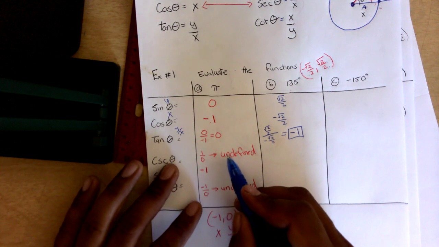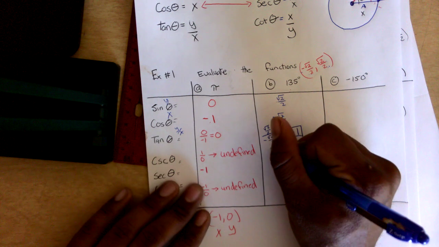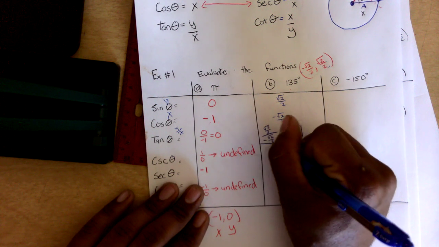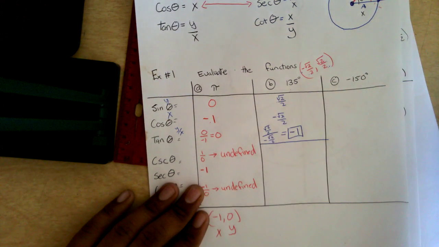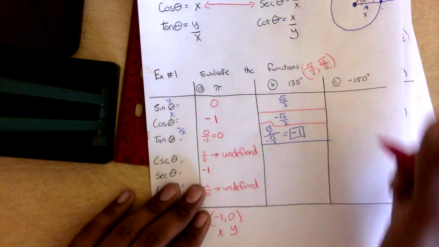Now we're going to start flipping. Cosecant is the reciprocal of sine. So we're going to flip that guy. So that's going to be here. I'll draw a little line so you can see where things start coming apart a little bit.